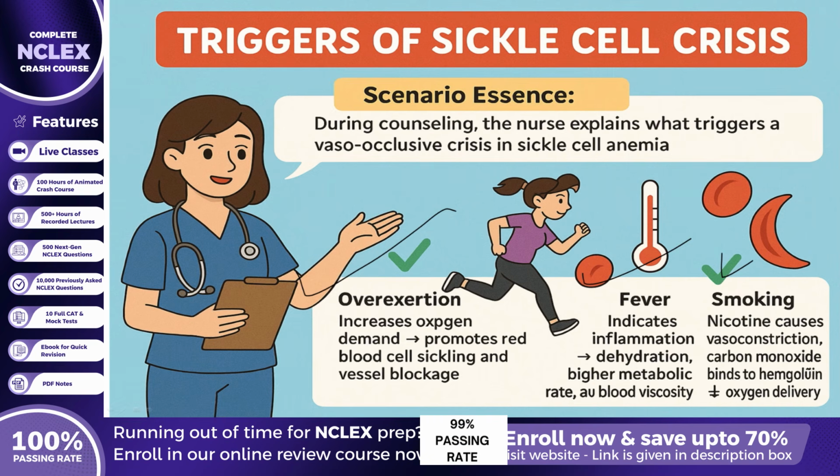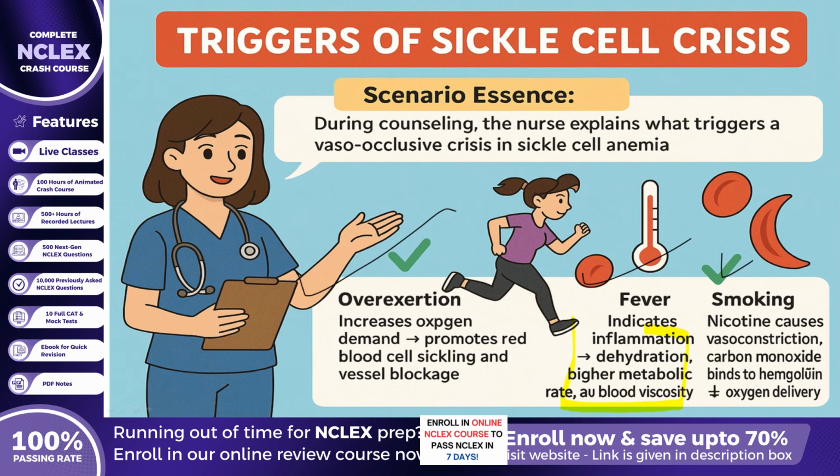Next, let us look at option 5, fever, which is also correct. Fever usually signals infection or inflammation, both of which accelerate the sickling process. Infections elevate metabolic rate, reduce available oxygen, and cause dehydration through fluid loss. Moreover, inflammatory mediators alter vessel tone and increase blood viscosity, further impairing circulation. Therefore, nurses must highlight preventive measures, such as timely vaccination, early medical consultation during fever, and consistent hydration.